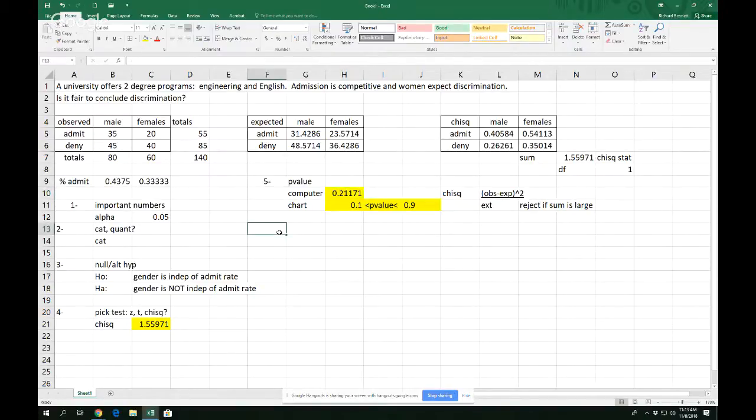Step number 6 is reject or not. And the survey says what, Olivia? That you should reject it. Who agrees with her? 1. Who disagrees with her? You should have all disagreed with her. Do not reject. How do you know? Is my p-value low?